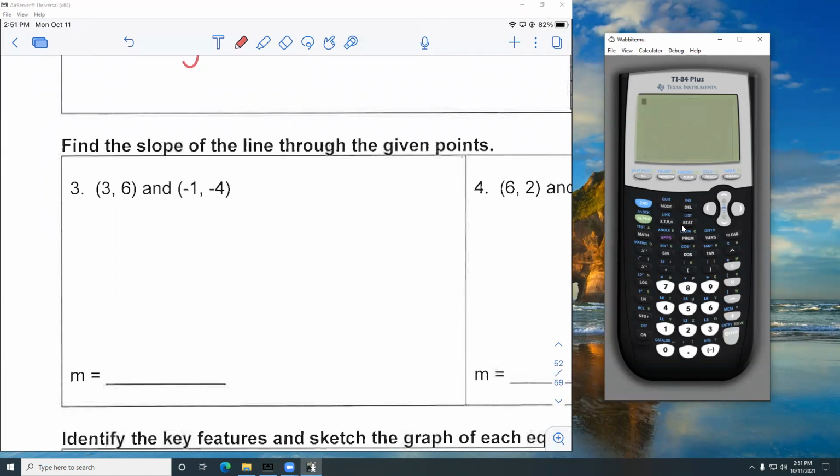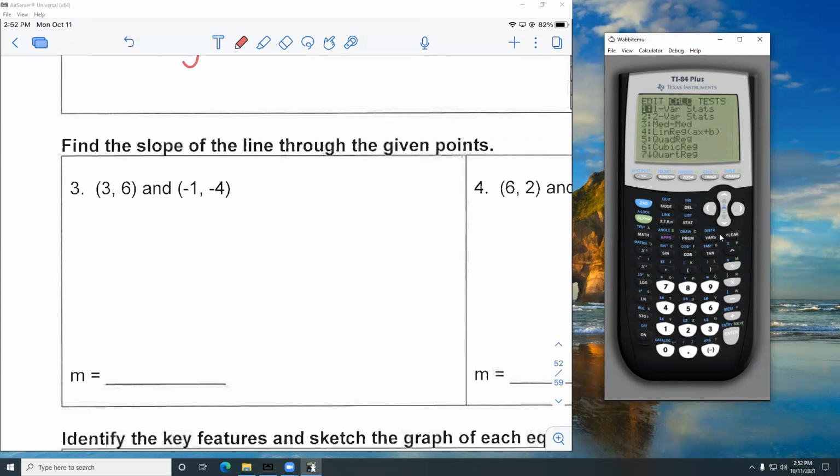Let me try that again, sorry. 3, enter, and then I need -1. I'm going to use my negative sign down here. -1, enter. Oh my gosh, this thing is fighting me. Hold on. 3, enter, -1, enter. There we go. And then in L2, I'm going to put 6, enter, and -4, enter. Make sure those match up. I have 3 and 6. I have -1 and -4.